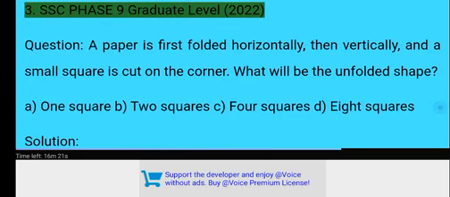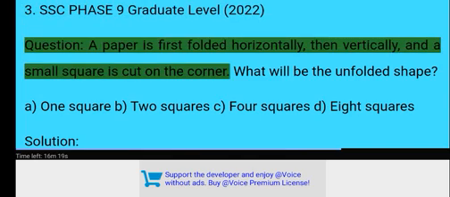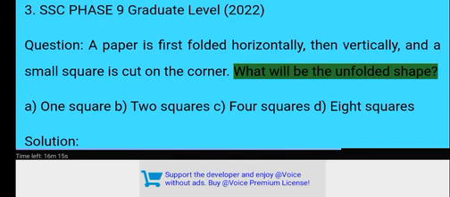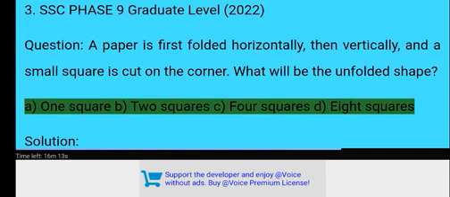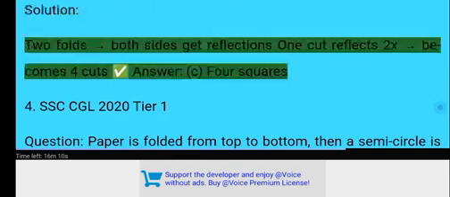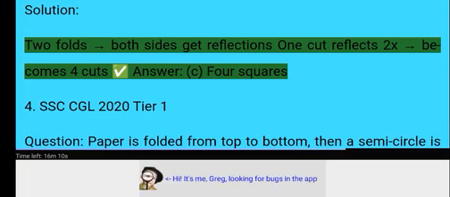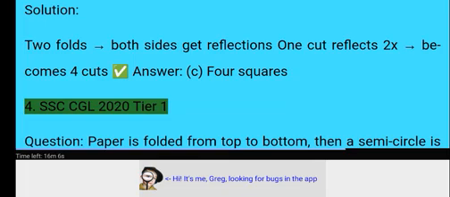3. SSC Phase 9 Graduate Level 2022. Question: A paper is first folded horizontally, then vertically, and a small square is cut on the corner. What will be the unfolded shape? A, 1 square. B, 2 squares. C, 4 squares. D, 8 squares. Solution: 2 folds, both sides get reflections. 1 cut reflects 2x, becomes 4 cuts. Answer: C, 4 squares.